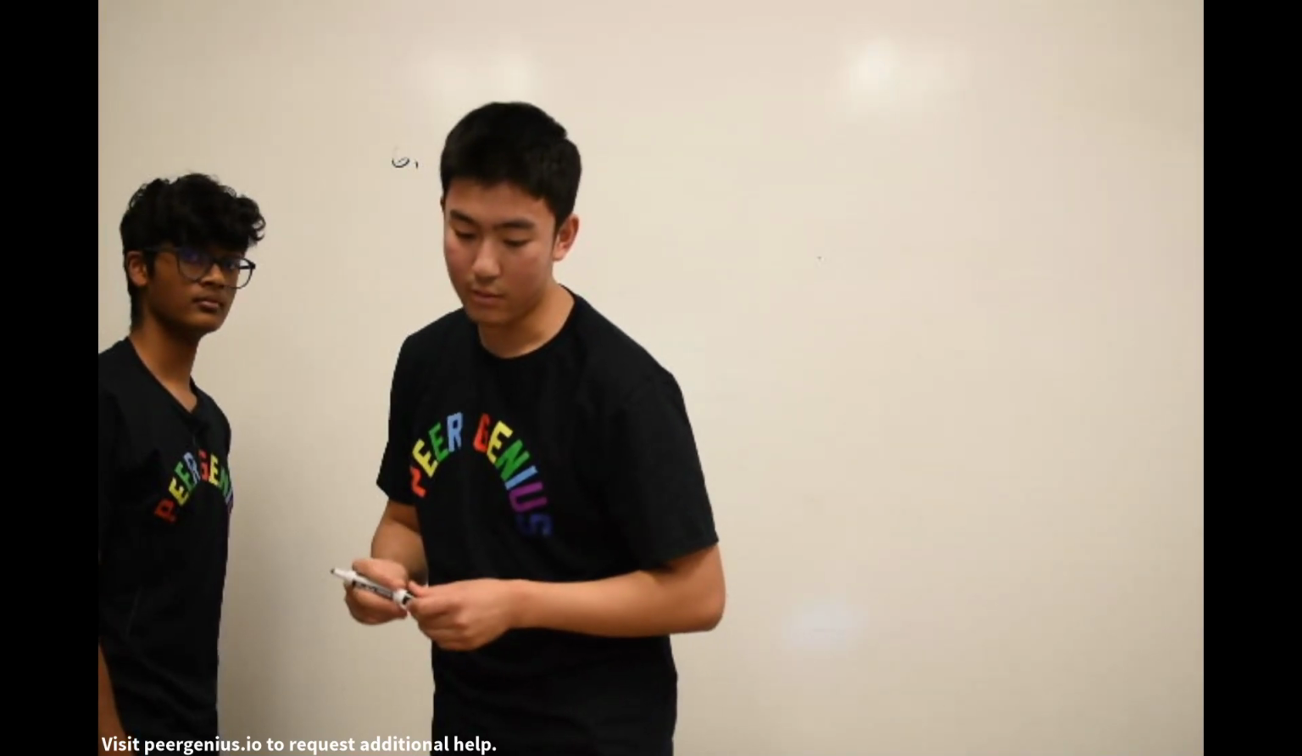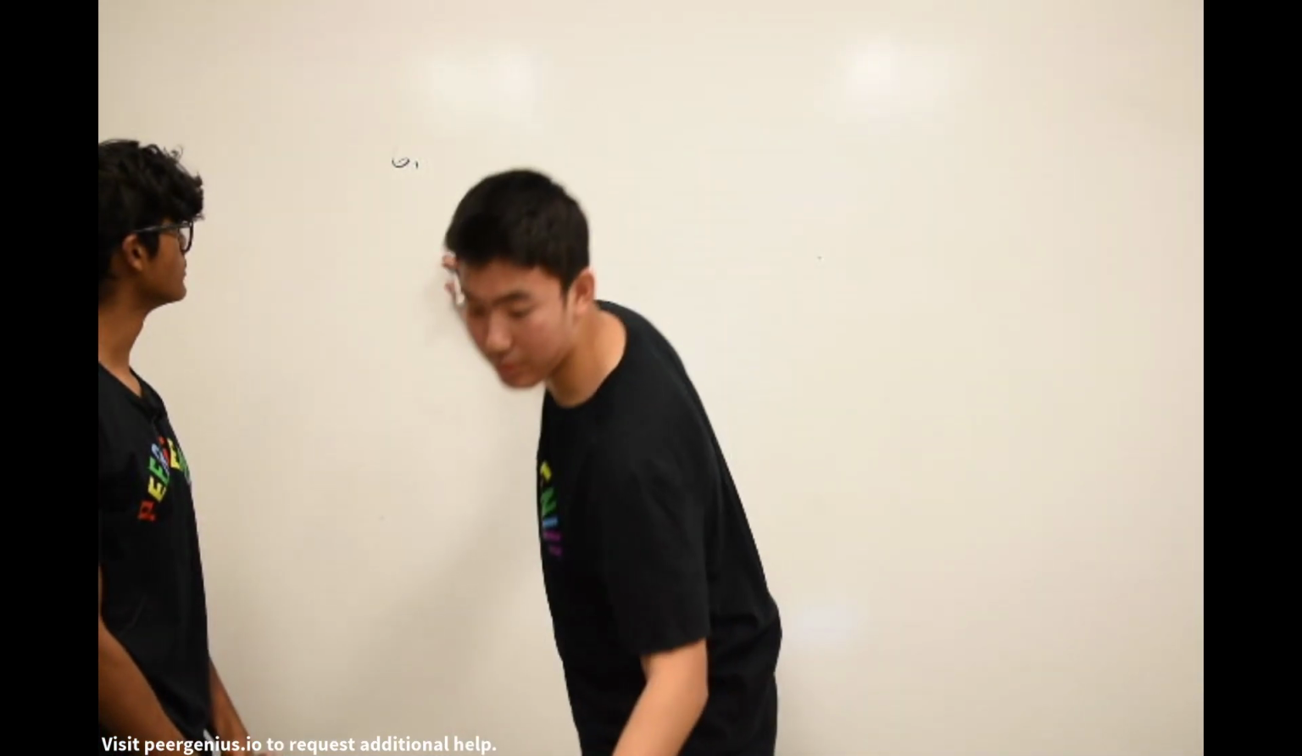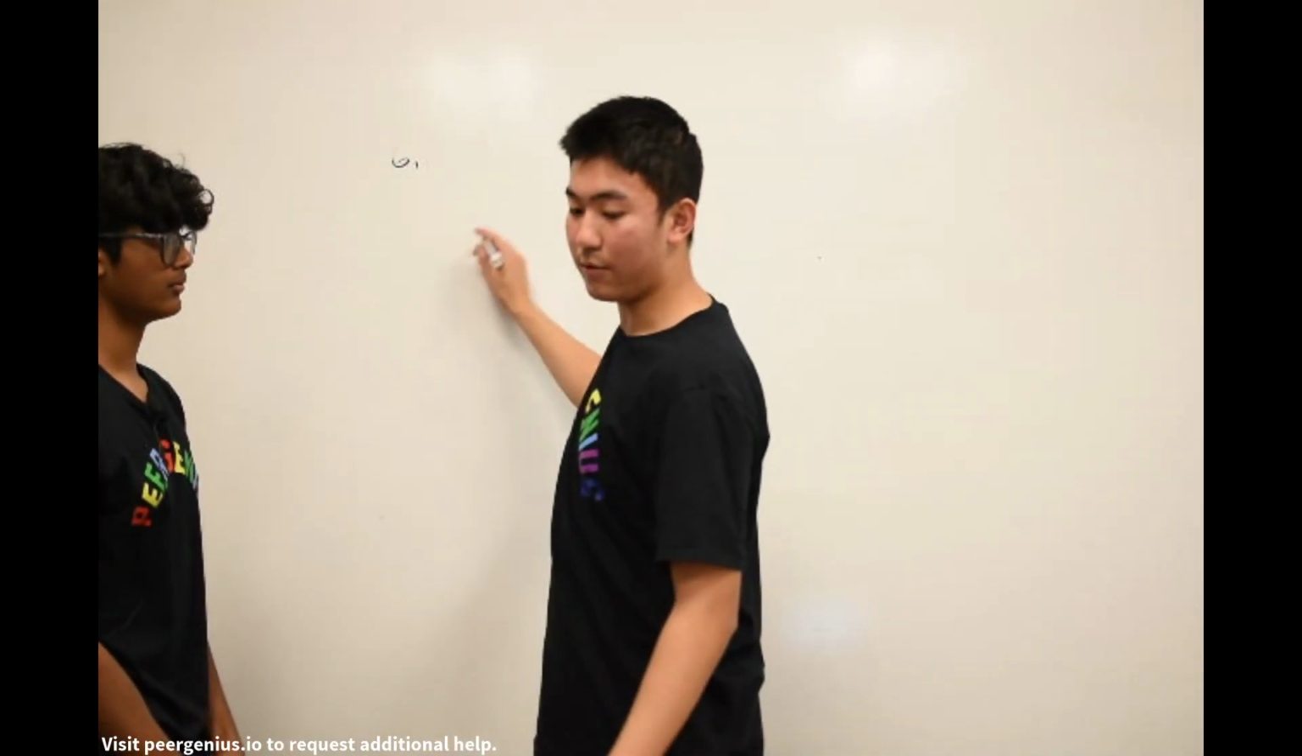Okay, so for number 6, it says when the numbers in the list 3, 7, 11, and x are arranged in increasing order, they form an arithmetic sequence. What is the sum of all possible values of x? So basically, there are two cases. The first case is that x is bigger than 11. And the second case is that x is less than 3. This is because x won't be in between any of the two numbers, because if it were, there wouldn't be a common difference. So let's set up the two cases.